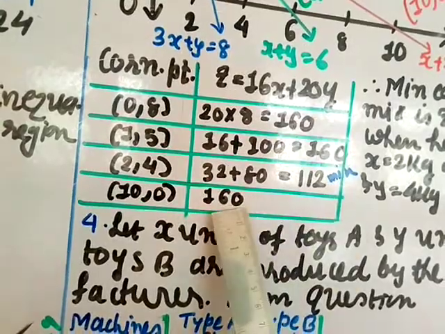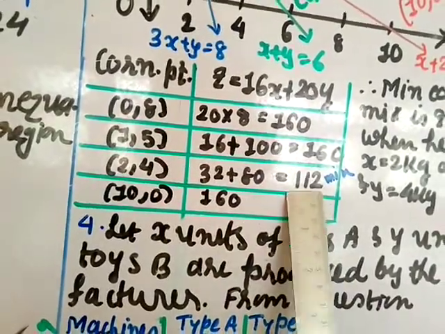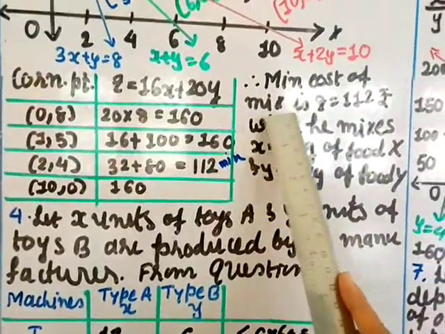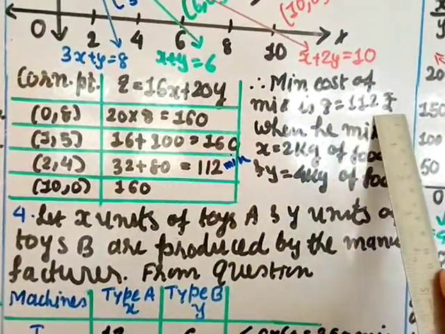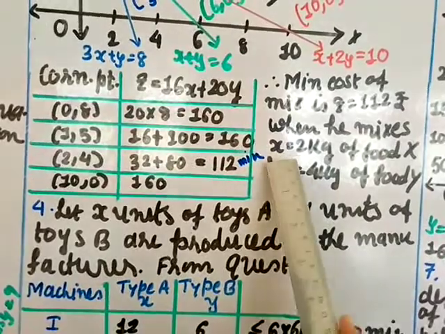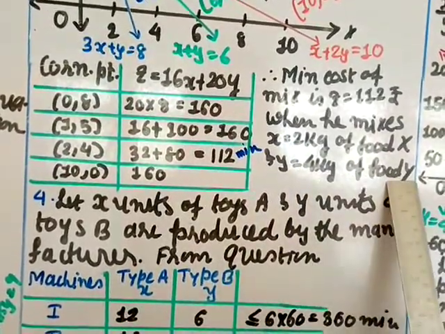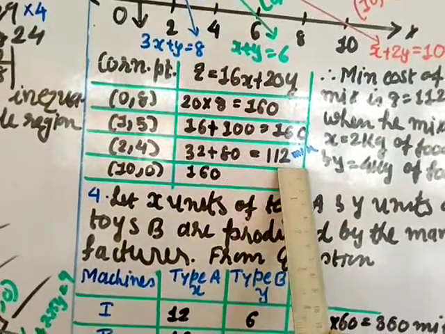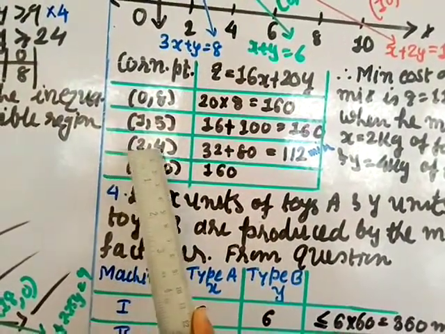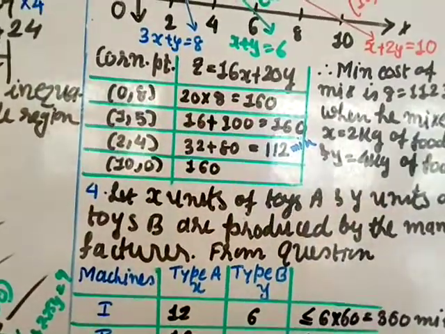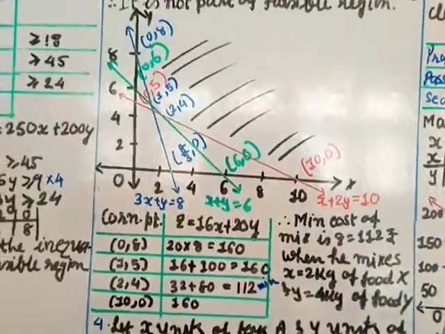Among all these, 112 is the minimum, so that is a solution. Minimum cost of mixture is z is equal to 112 rupees when he mixes x equal to 2 kg of food x and y equal to 4 kg of food y. So 112, when x equal to 2 and y is equal to 4. So when this happens, that time you get the minimum cost. That is a solution for question number 3.